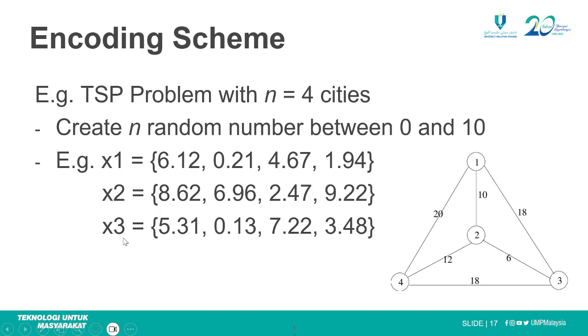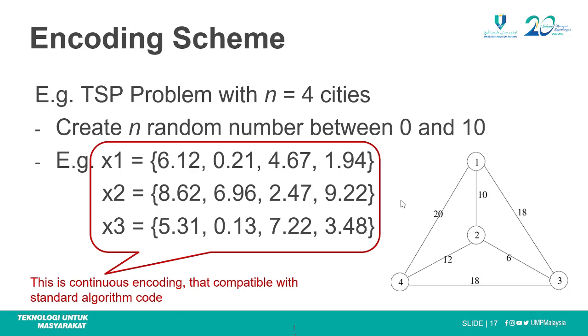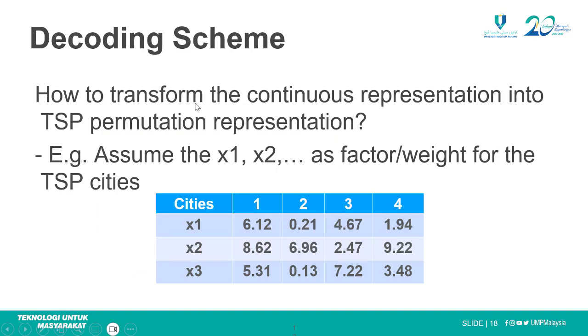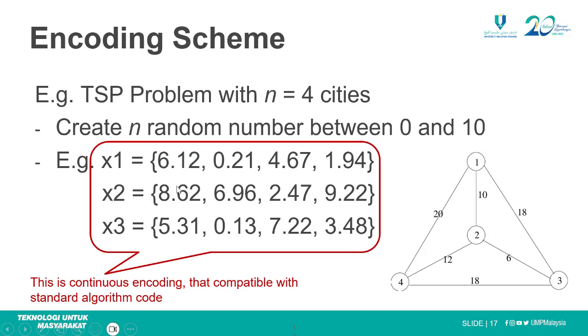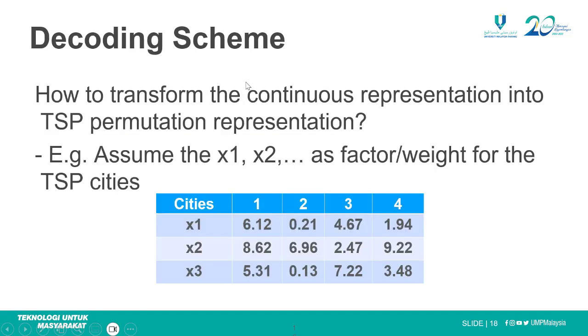Now these values can be directly used in a standard metaheuristic algorithm such as PSO that we have discussed earlier. But how can these numbers be transformed to represent our traveling salesman problem? That is the issue. So this is a continuous encoding that is compatible with standard algorithm code. Now for the decoding scheme, we want to transform this representation into the traveling salesman problem variables. So how do we transform them?